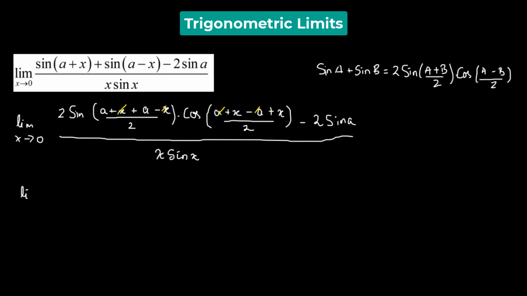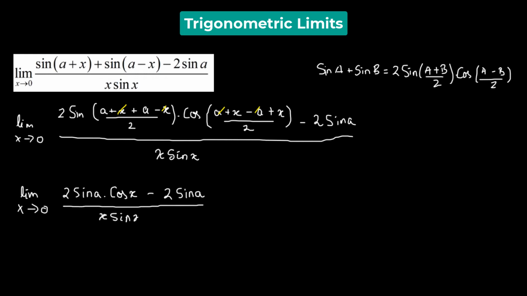So we have limit x approaching 0, 2 times sine of a times cosine of x minus 2 times sine of a divided by x times sine of x. Now we can take 2 sine a as the common factor in the numerator. What we're going to do, we're going to take negative 2 sine a over.